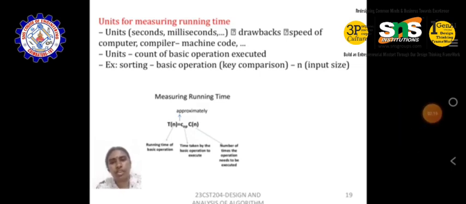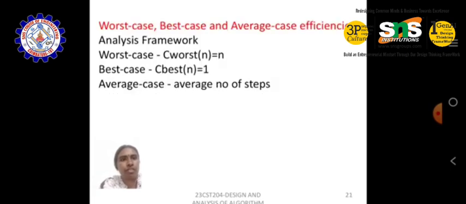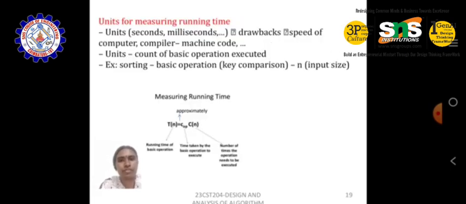O of 1 is constant time, big O of n is linear time, big O of n square is quadratic time, big O of log n is logarithmic time, and big O of n log n is linearithmic time. And the measuring units for running time are operations per second and real time.